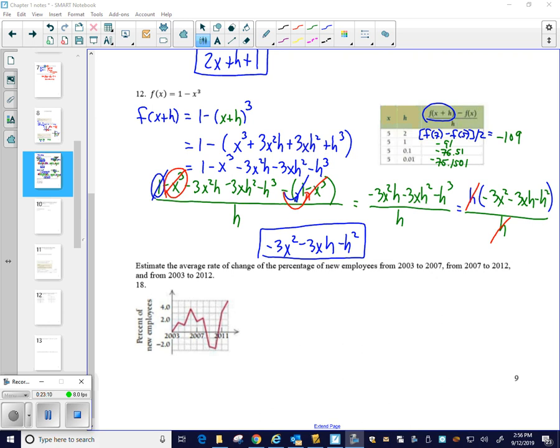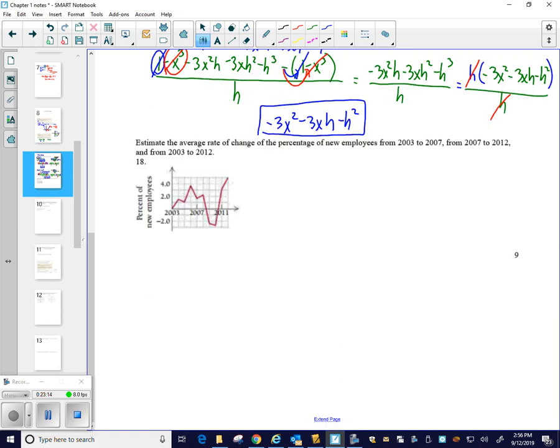All right, we're going to move on to the one at the bottom here. So we want to estimate the average rate of change of the percent of new employees from 2003 to 2007, from 2007 to 2012, and from 2003 to 2012. So we basically have three different estimates that we're going to do. In order to do that, we basically just need to find those points on the graph, and then we're going to do a slope formula between those points. That's really all we're doing.